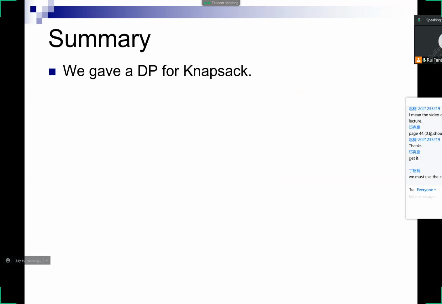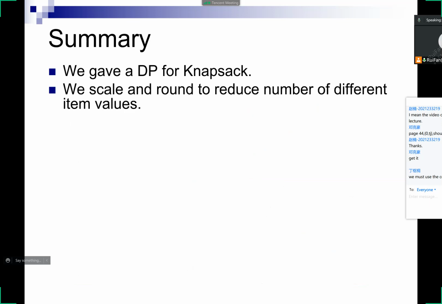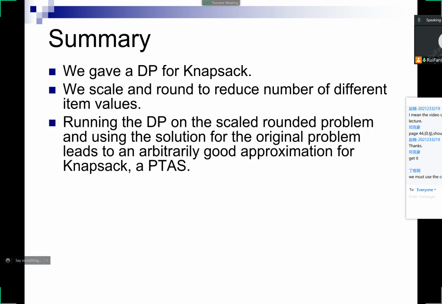Okay, so just to summarize, initially we gave a dynamic program for knapsack, but that DP depends on how big your maximum value is. So we scale and round to reduce the maximum value. Then you run the DP on this small value problem, and it turns out that the optimal solution to the small value problem is actually also very good for the original big problem. And so we achieved a PTAS.